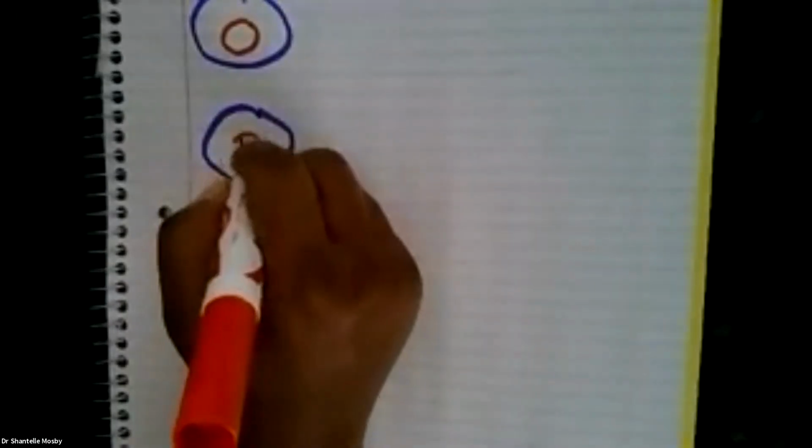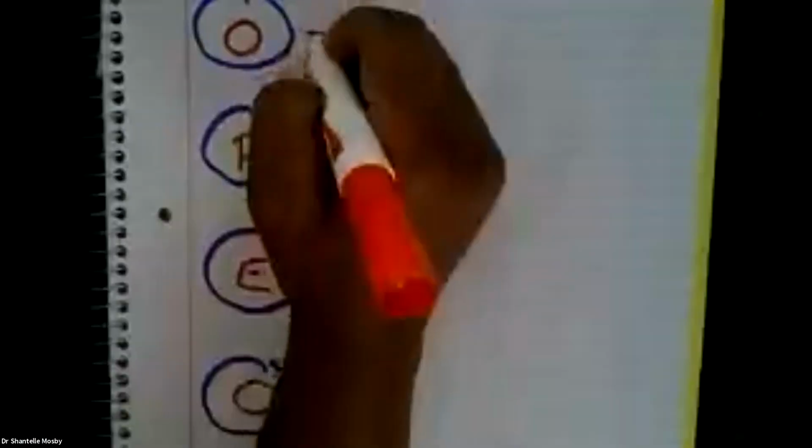Next, if you are using 2 different colored markers like I am, then you're going to write the word OREO inside of each circle. But you're going to do so like this. O, R, E, O, spells OREO. Next, let's add those equal signs.